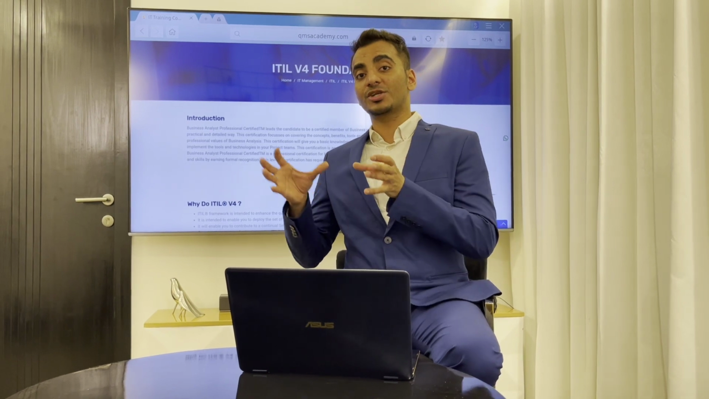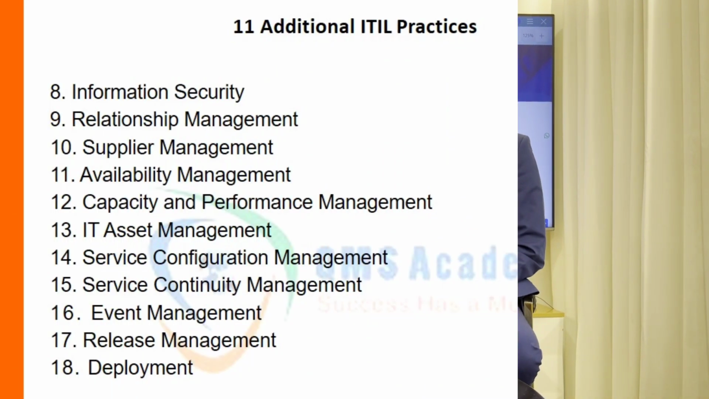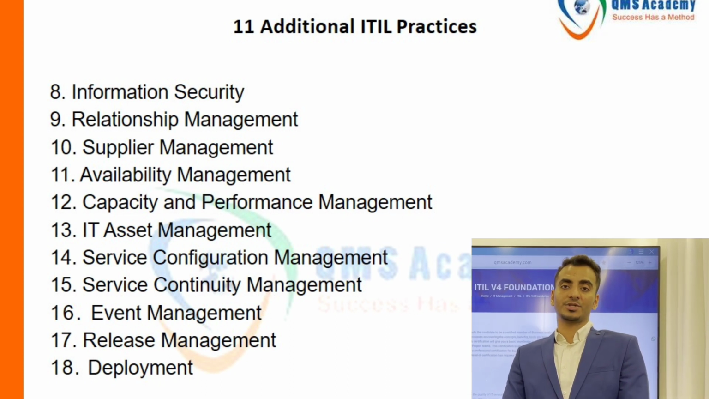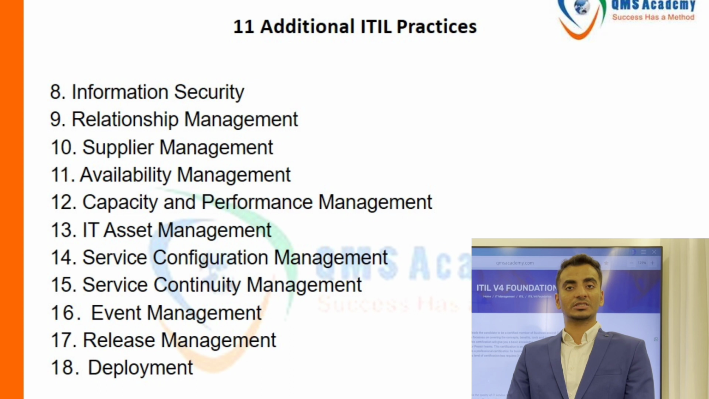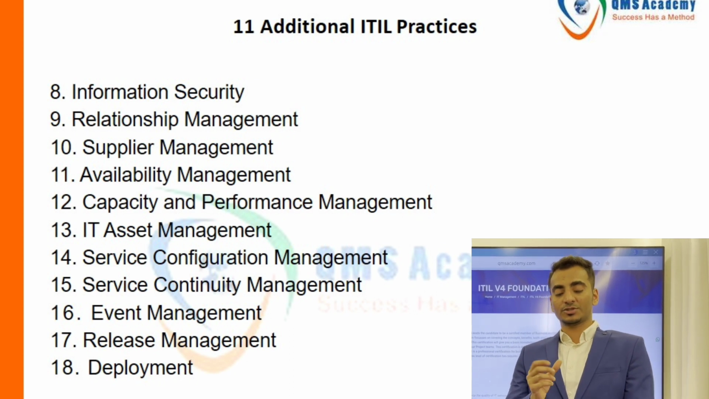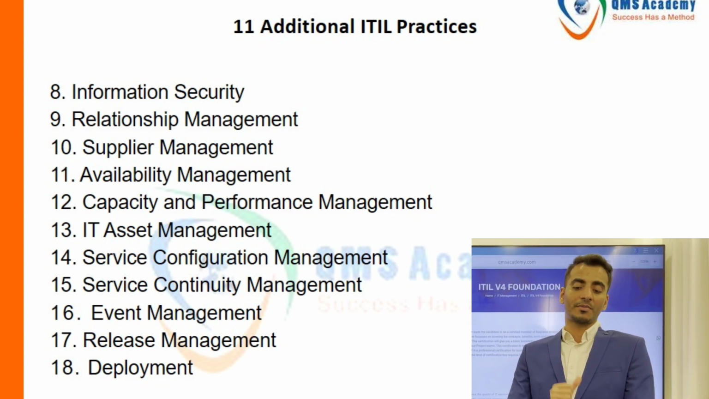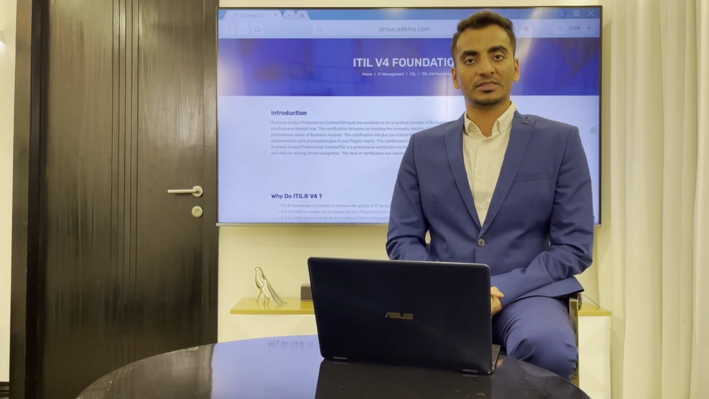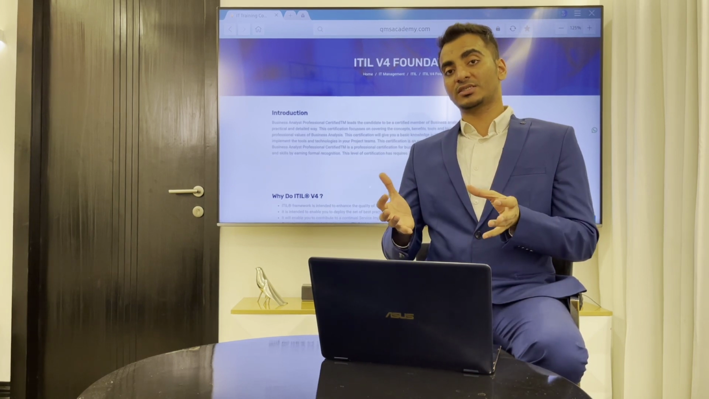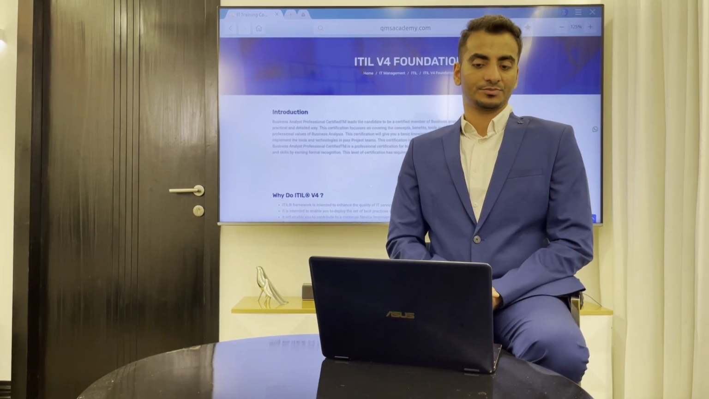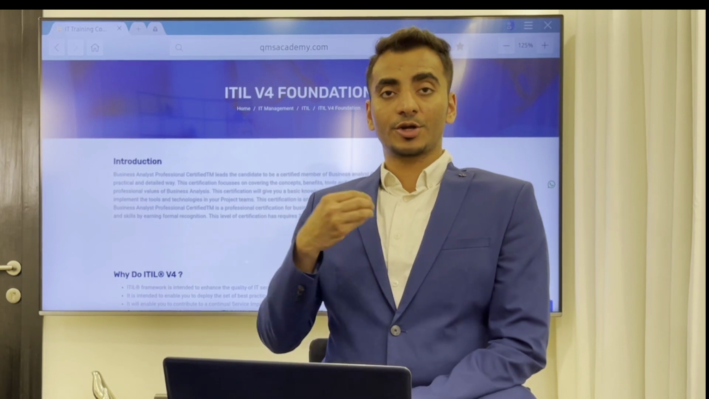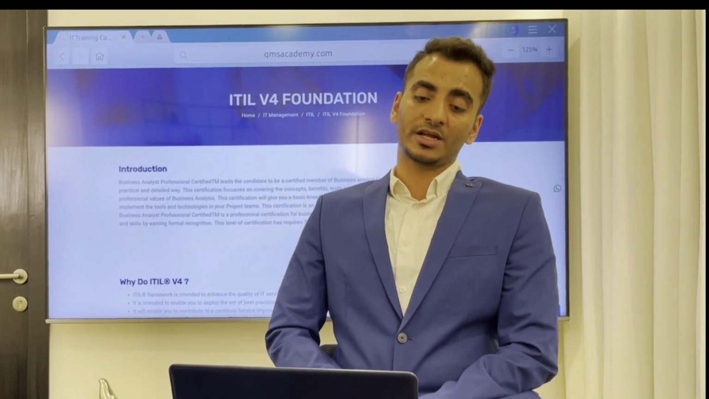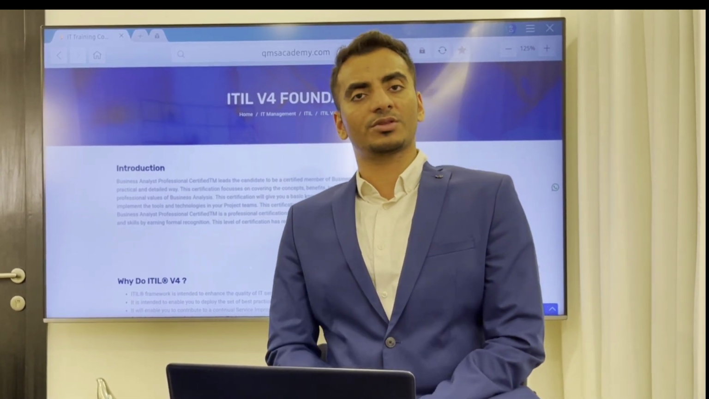Now, what are the additional 11 practices? They are nothing but information security, relationship management, supplier management, availability, capacity and performance, IT asset management, service configuration, service continuity, event management, release management, and deployment management. So these are the additional 11 practices, and the total bunch of practices that we see in ITIL V4 is 18. Also, there are certain new practices, like relationship management, which was not there in ITIL V3, but most of them were there in ITIL V3.